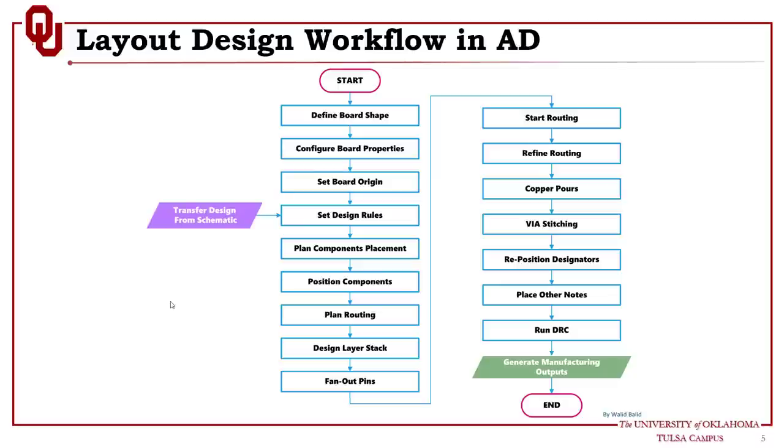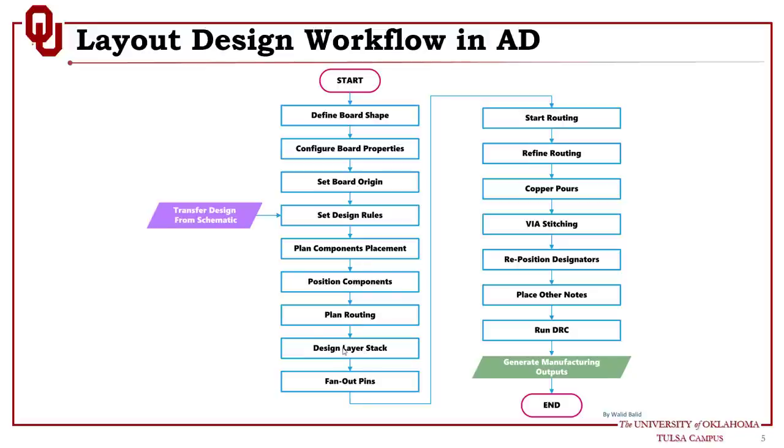Now, planning routing is basically deciding on which layer you need to put the high speed signals, where you need to put the analog signals, where you need to route your buses, where you need to route your differential pairs, where you need to keep the space for routing differential pairs, and so on. At this point, someone might ask, okay, how can I know how many layers I need for my design? That's why the next step is to design the layer stack.